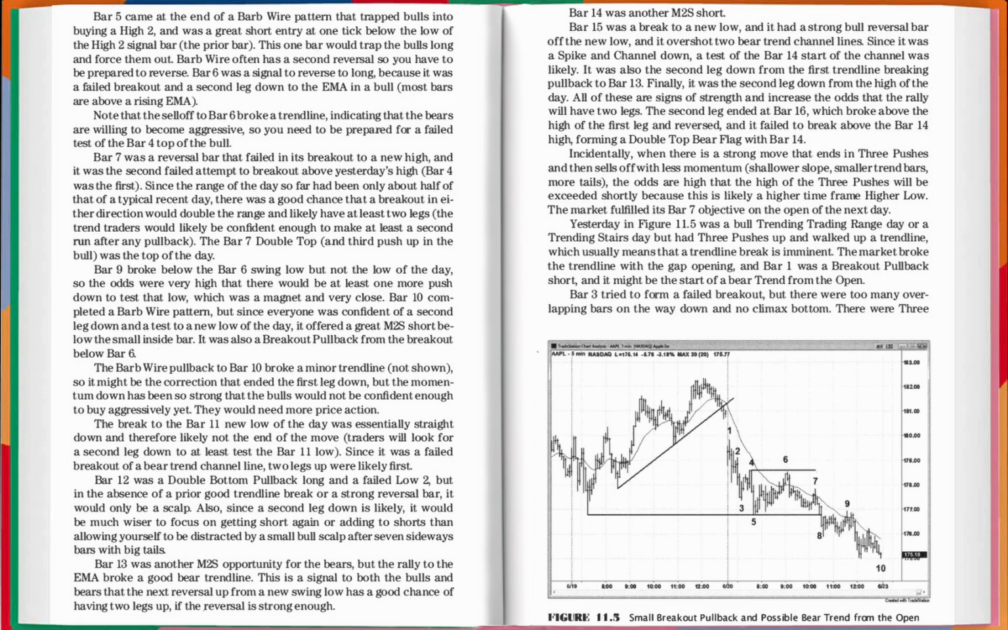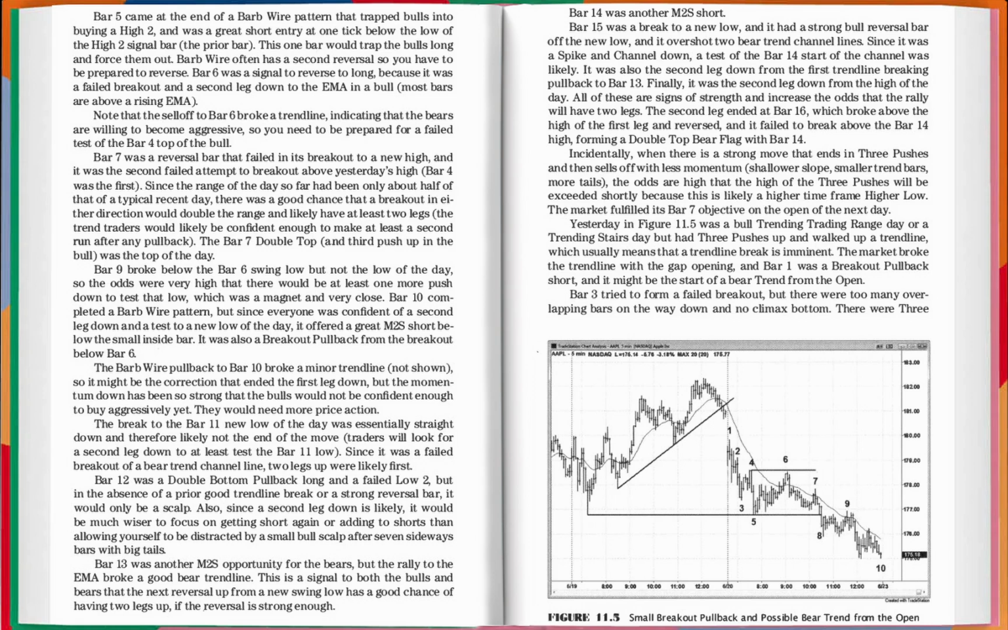Bar 7 was a reversal bar that failed in its breakout to a new high, and it was the second failed attempt to break out above yesterday's high. Bar 4 was the first. Since the range of the day so far had been only about half of that of a typical recent day, there was a good chance that a breakout in either direction would double the range and likely have at least 2 legs. The trend traders would likely be confident enough to make at least a second run after any pullback.